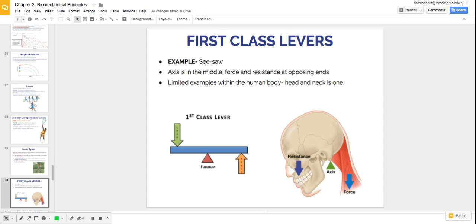First class lever, if we think about a seesaw, so a force is coming up. If you push down on the ground on the seesaw, the load at the other end will go down. So what we need to understand is force, fulcrum is also our axis, and load is our resistance. In this example, the axis is in the middle and the force and resistance are at opposing ends. Now, there are limited examples within the human body. Our head and our neck is an example of that, and we can see that here.